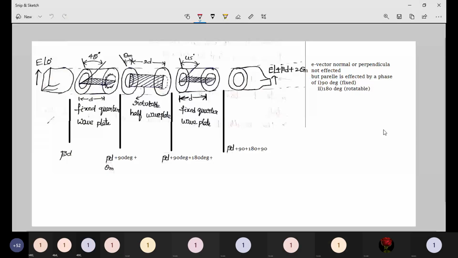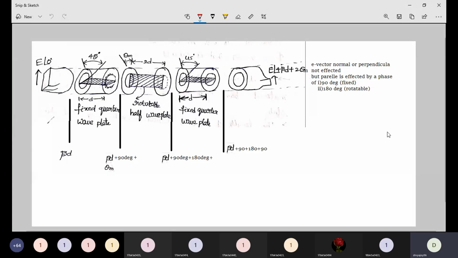Can you see the screen, ma'am? Yes, ma'am. This is the diagram for the rotary vane phase shifter. We also have a rotary vane attenuator. That particular diagram and this diagram are very similar. So this is the rotary vane phase shifter.